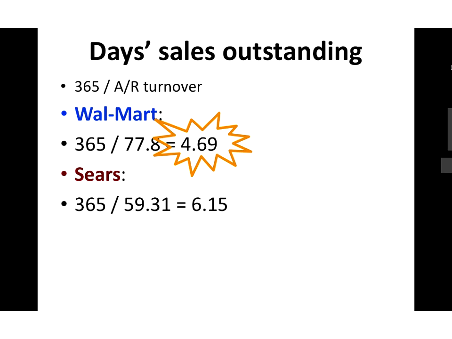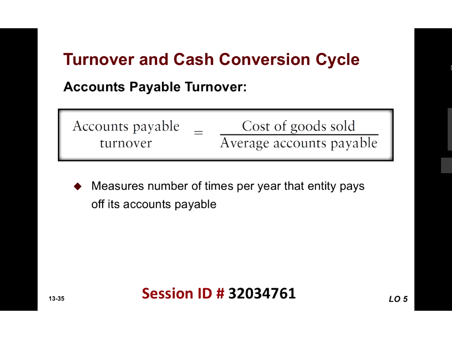Okay, so we started with the inventory. We sell inventory, then we collect the cash for it with accounts receivable, and then the next step in the conversion cycle is to pay off our suppliers. Okay, so that deals with accounts payable turnover. So accounts payable turnover is the number of times per year that we pay off our accounts payable.